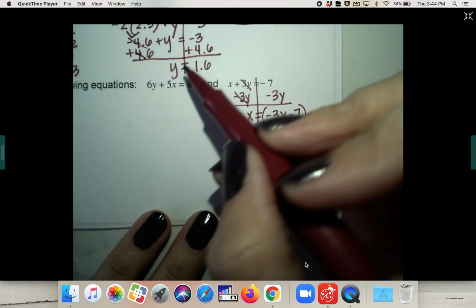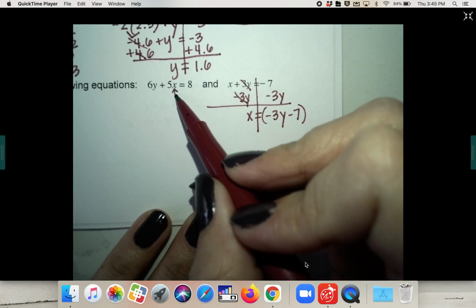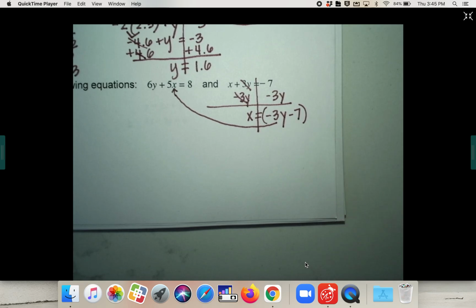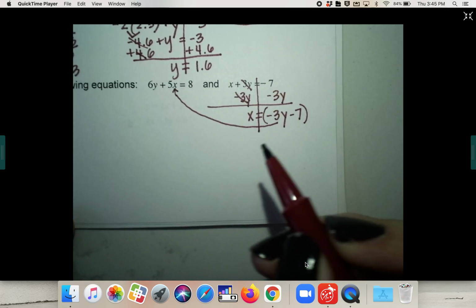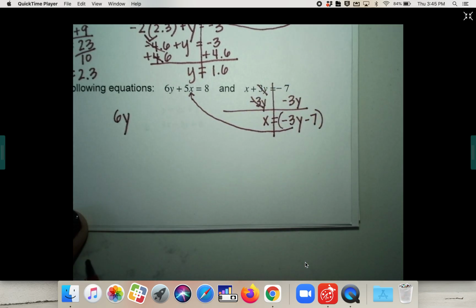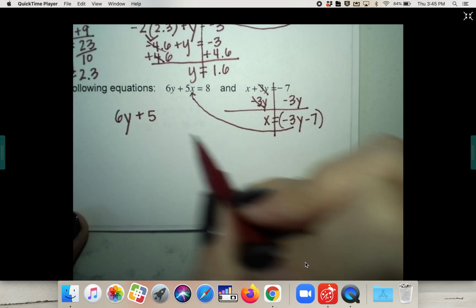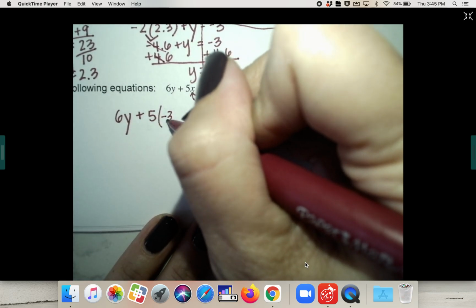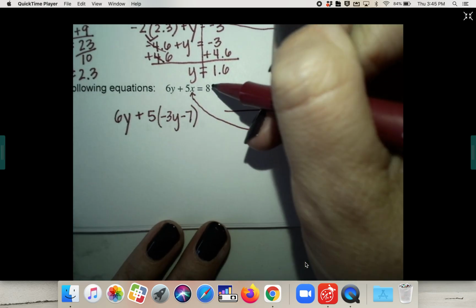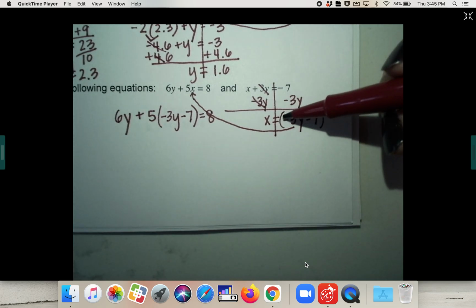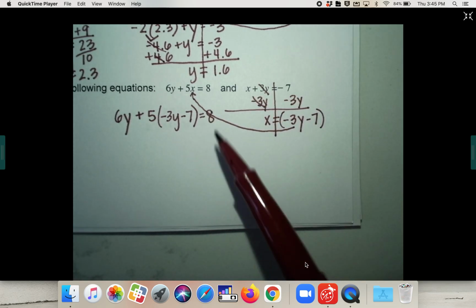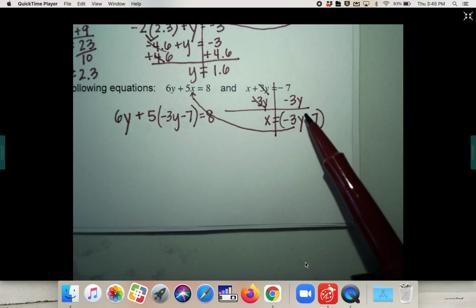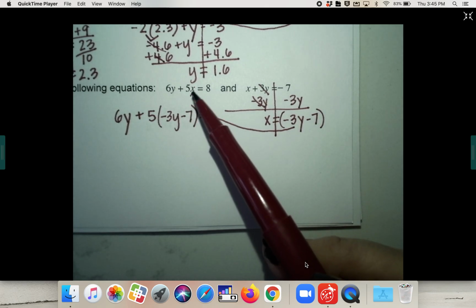So we're going to rewrite this equation, and instead of x, I don't want you to see it as x anymore. I want you to see it as -3y minus 7. So let's rewrite this equation. Here we go. 6y plus 5, not x, but what x equals, which is (-3y minus 7) equals 8. You might notice I put it in parentheses. That's because when you're multiplying, a lot of times you'll have to distribute, but it's also so that I remind myself I'm grabbing it by putting it in parentheses and moving it up to substitute in for one of our variables.